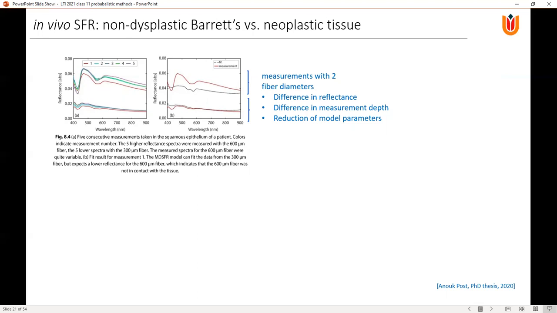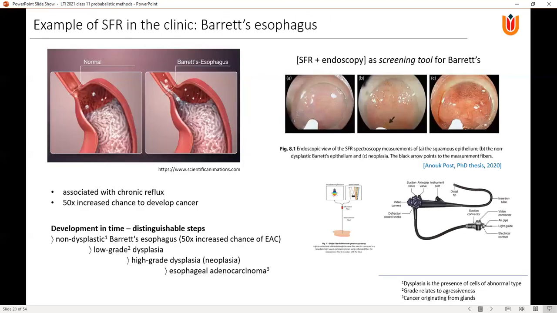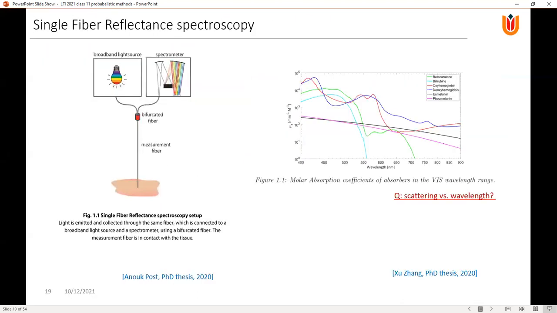As you can see, it is far from perfect. If you think back to these absorption coefficients, let's look at the absorption coefficients of blood, for example.